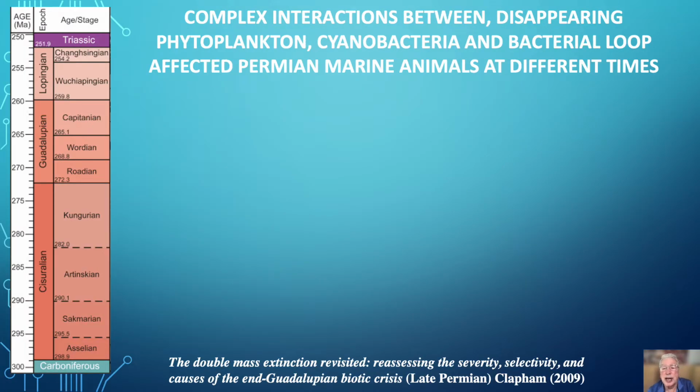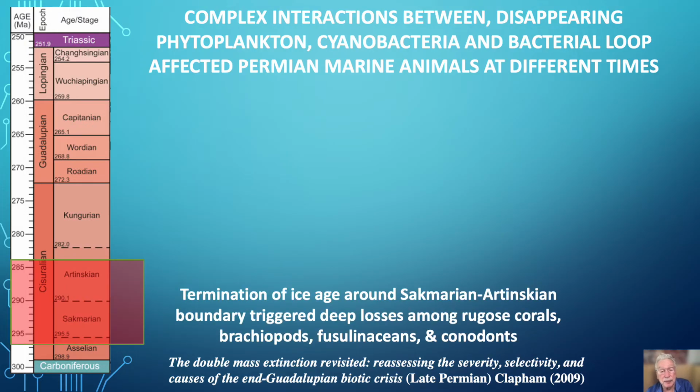The complex interactions between disappearing phytoplankton, cyanobacteria, and bacterial loops resulted in the extinction of various Permian marine animals in various niches, but at different times. Looking more closely at the stages of the Permian, beginning with the ending of the Paleozoic Ice Age, there were large losses in biodiversity with major extinctions during the earliest Permian stages.